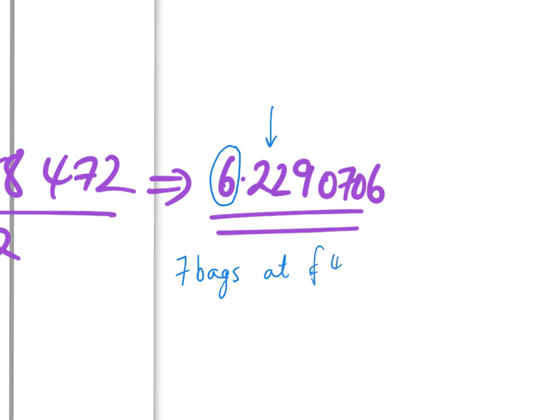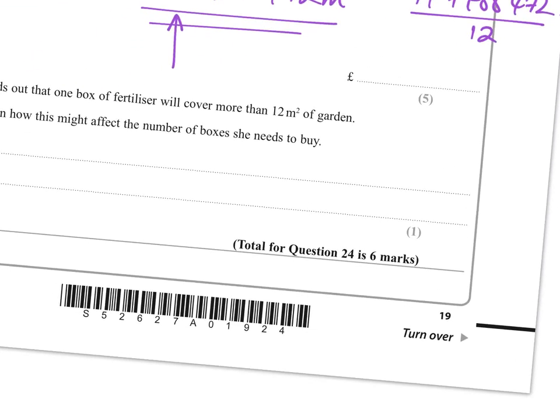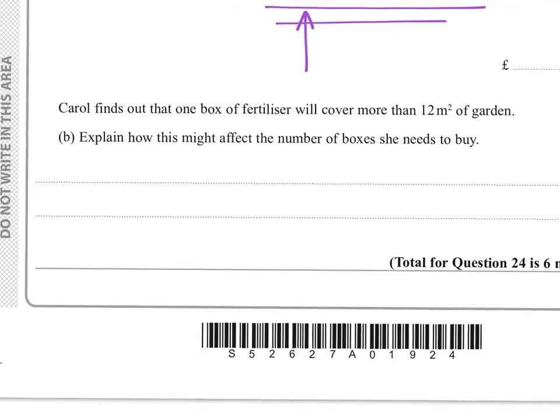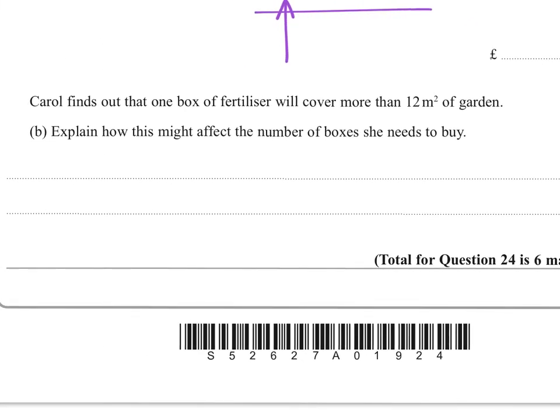at £4.99, and £4.99 times 7 is £34.93. Okay, so that's the answer for the first part. The second part, let's have a look. Carol finds out that 1 box of fertiliser will cover more than 12 metre squares of garden. Explain how this might affect the number of boxes she needs to buy.